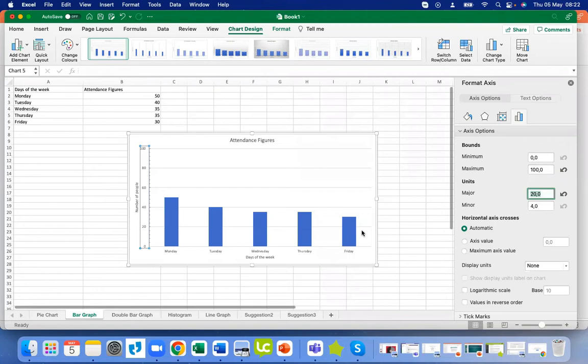So here we go. If we wanted it to show from 0 with the spacing in 20s, for example, then we would go here to units and change the major to 20. So you see 0, 20, 40, 60, 80, 100. Okay, so it is here in the format axis options where we can change the maximum, the minimum, and the rate at which we want to see the change on the y-axis. Any questions about that?